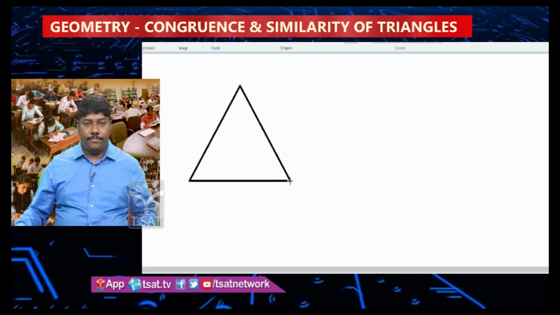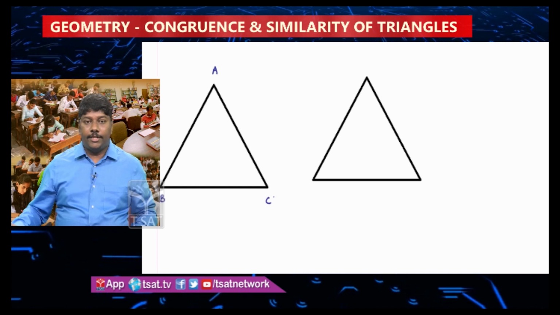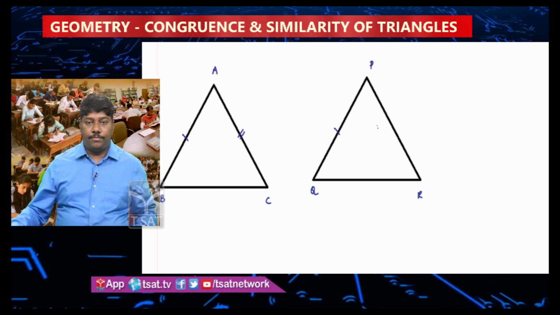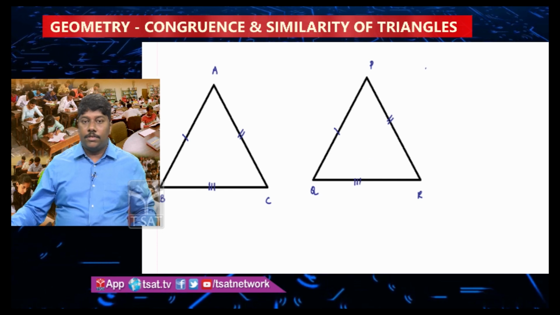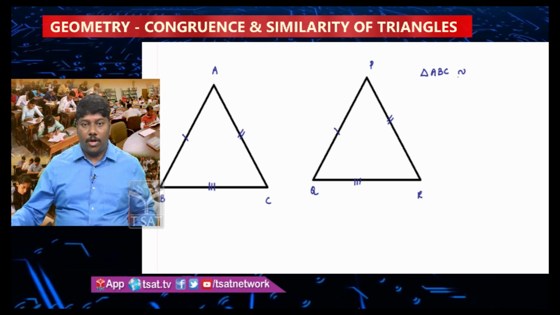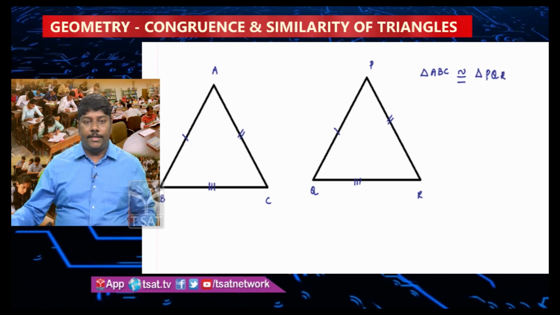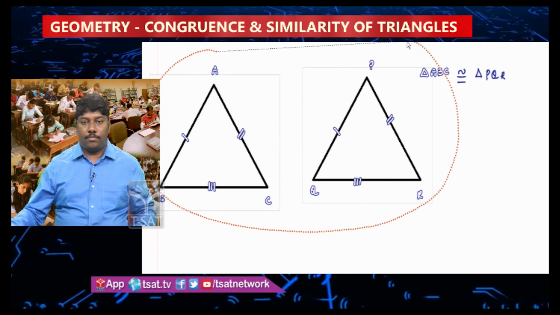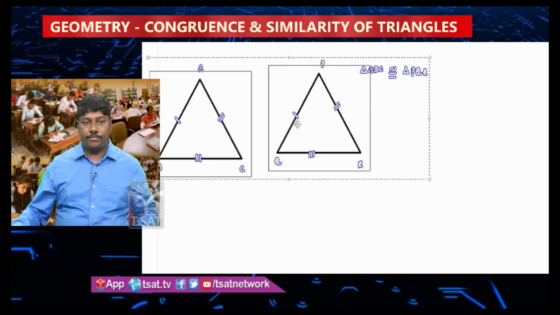Suppose, just take a triangle. I'm saying the first triangle is triangle ABC. The second triangle is PQR. We know that AB is equal to PQ, AC is equal to PR, BC is equal to QR. So I would say triangle ABC is congruent to, this symbol represents congruency, triangle PQR. What do we know if they are congruent? Suppose they are congruent. What do we know from this? Keep it aside.